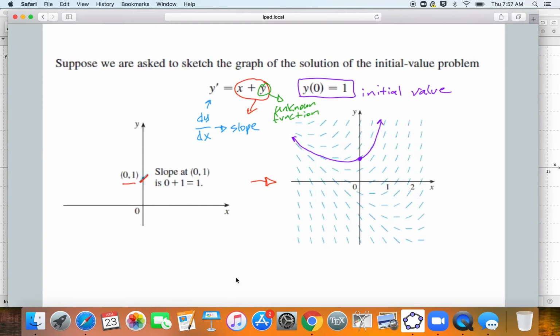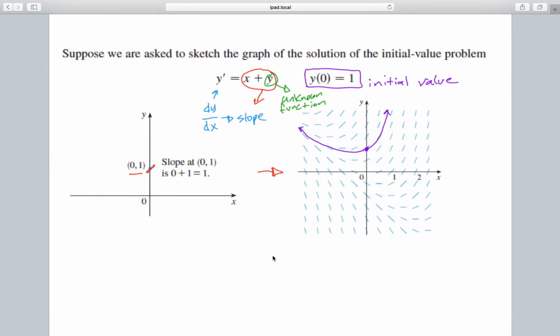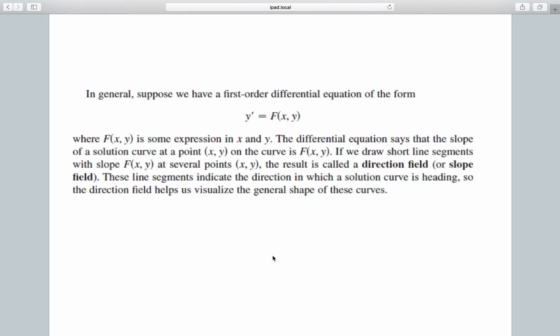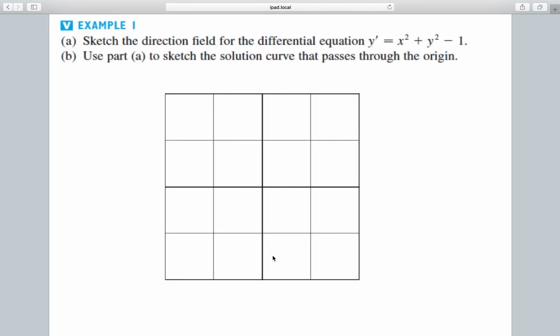All right, so let's do a couple examples. What you might see. All right, so sketch a direction field for the differential equation y prime equals x squared plus y squared minus 1. And then use part A to sketch a solution curve that passes through the origin.